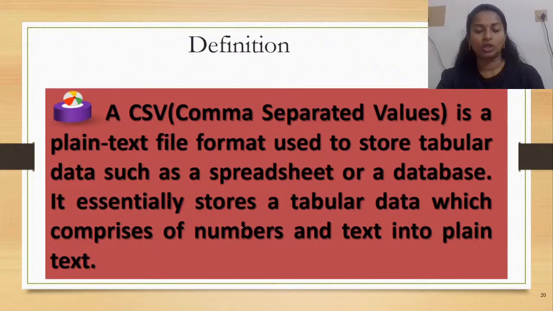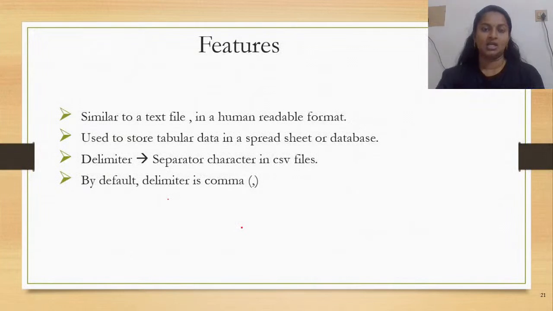So a CSV, or a comma separated value file. Okay, so CSV, the full form is comma separated value file. It is a plain text file format which is used to store tabular data such as a spreadsheet or a database. It essentially stores tabular data which comprises numbers and text into plain text. So this is exactly what the definition says.